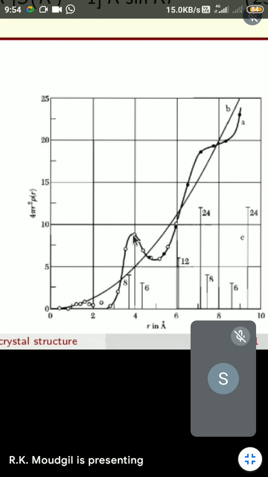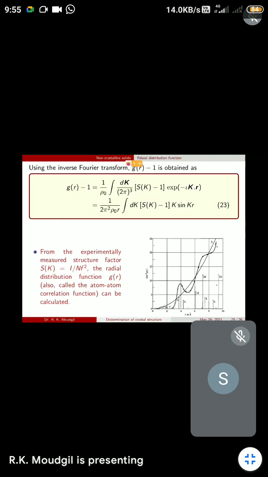There is a peak here. This peak indicates that the atomic concentration function is peaked here, and then there is a dip also, but then it increases, and then there is no pattern. So it's clear from here that there is only short range order in a non-crystalline solid. These lines, which bear some numbers 8, 6, are just the lines corresponding to sodium in the crystalline state.